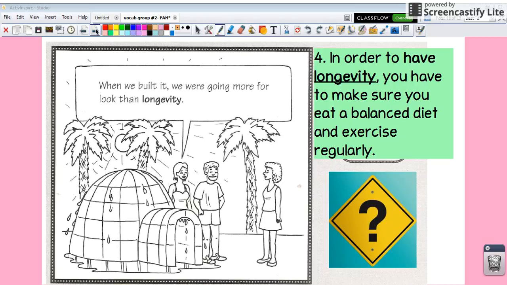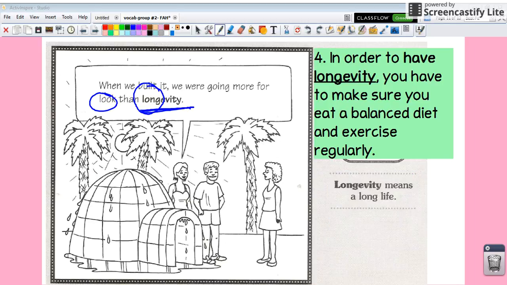All right, and our final word is longevity. In order to have longevity, you have to make sure you eat a balanced diet and exercise regularly. And also from the picture, when we built it, we were going more for look than longevity. So they wanted it to look a certain way. They weren't trying to have it have longevity. And here, to have longevity, you have to make sure you eat a balanced diet. Plus, I see the smaller word long in here, which I think has something to do with what this word means, because longevity does mean a long life.